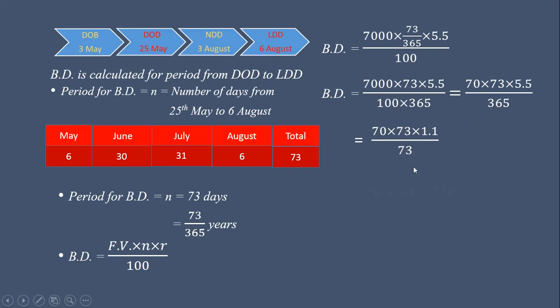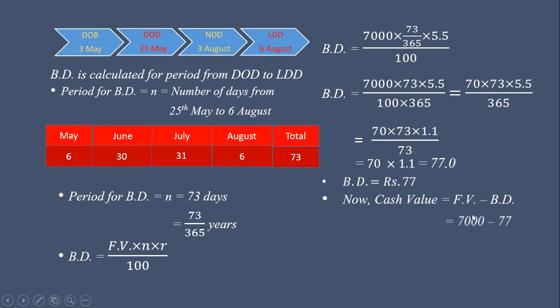Now cancelling 73, we get 70 into 1.1, which is equal to 77. So banker's discount is rupees 77. We want to find the cash value of the bill. We know this formula: cash value is equal to FV minus BD. Face value is 7,000 minus banker's discount 77. The subtraction is 6,923. Therefore, the cash value of the bill is rupees 6,923.